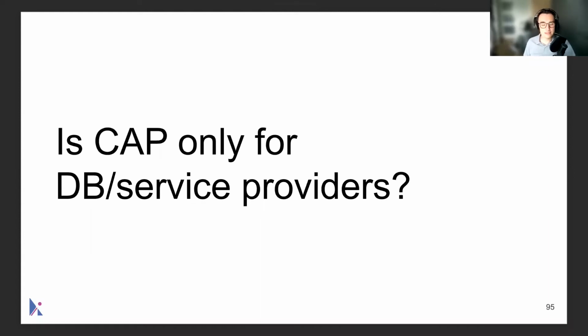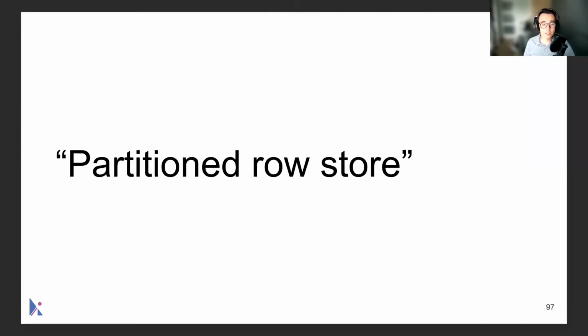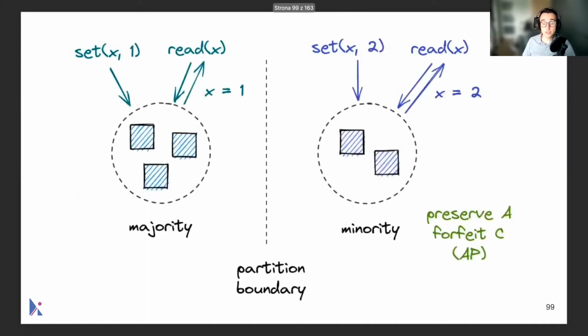But does it mean that the CAP theorem is only relevant for those who are building databases or those who are service providers? In order to answer that, I would like to jump into another tool, which is Apache Cassandra. For those who may not know, Cassandra is a database which we could summarize as a partitioned row store, which has been designed to be always readable. So the initial idea behind Cassandra was to cover cases like the network partition and make sure that all the nodes could be readable for the whole time, no matter what happens. So that's why Cassandra was, for many, many years, a classical example of an AP system, so available and partition tolerant, but not really consistent.